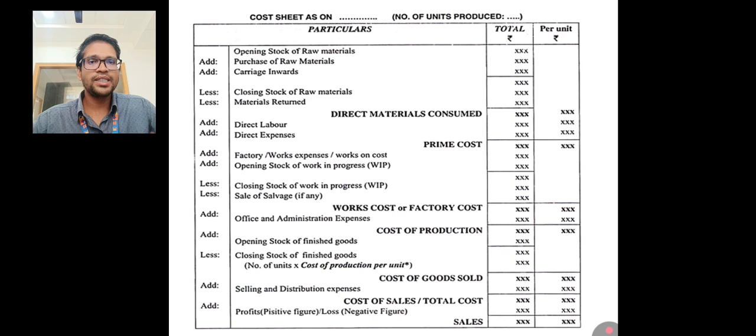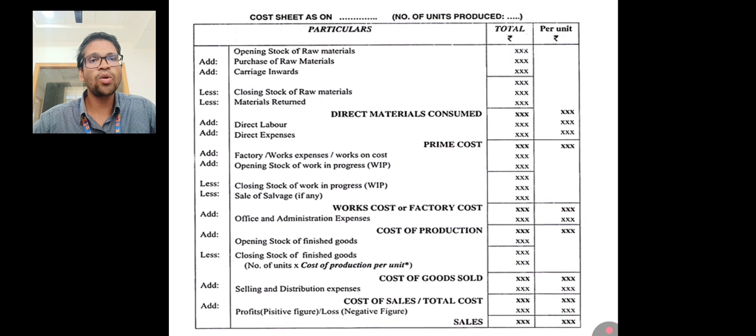Then next we can discuss the cost sheet model. We have already discussed the elements of cost. Here we have to discuss four things: primary cost, then factory cost, then cost of production, and cost of goods sold. These are the things we have to discuss. I give only a specimen copy of the cost sheet, and we have to discuss that specimen copy.